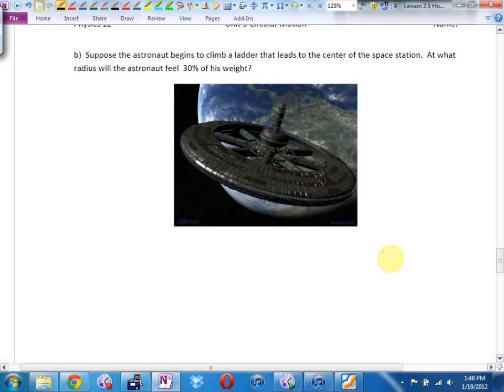Suppose the astronaut begins to climb a ladder that leads to the center of the space station. At what radius will the astronaut feel 30% of his weight? I think we're going to start out the same way, Cassidy, in that we're going to say 30% of mg equals my circular force.